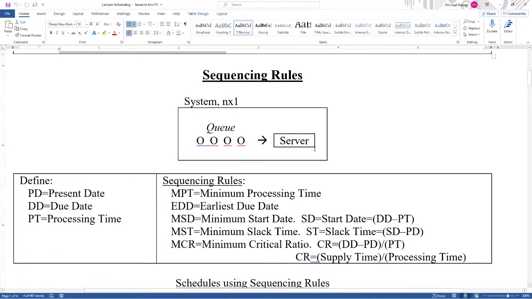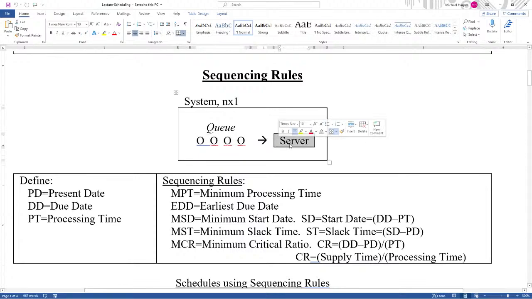Here's the idea and setup for sequencing rules. You have something called a queuing system. A queuing system is made up of a queue, and this queue is just a waiting line. It's a waiting line of entities. It could be people, it could be jobs, it could be calls coming into a switchboard, and the server is servicing those items waiting in the queue.